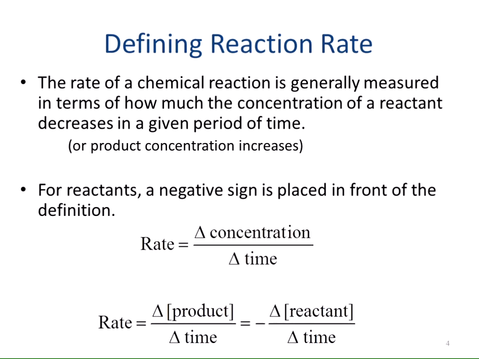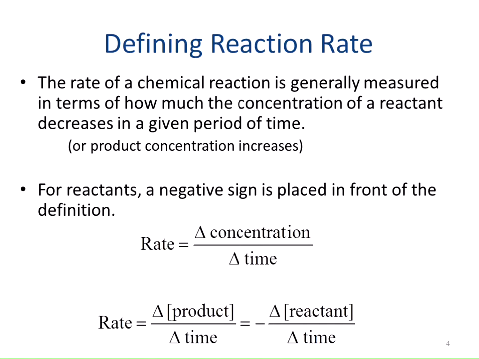Now let's define the reaction rate. The rate of a chemical reaction is generally measured in terms of how much the concentration of a reactant decreases in a given time period. But we can also look at how the product concentration increases. Now, for reactants, a negative sign is placed in front of the definition. So we said that rate is the change in concentration over the change in time. And the rate, when we're looking at it in terms of product, is the change in product over the change in time. And remember, change is always final minus initial.